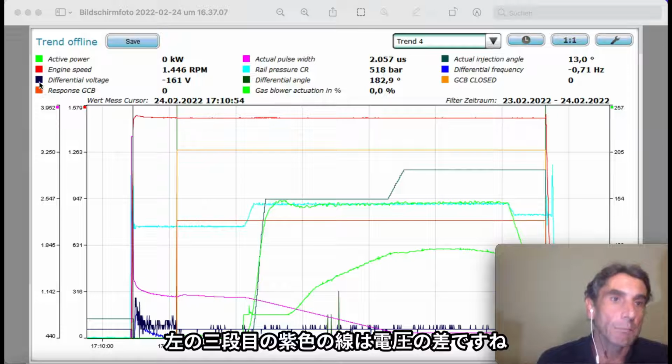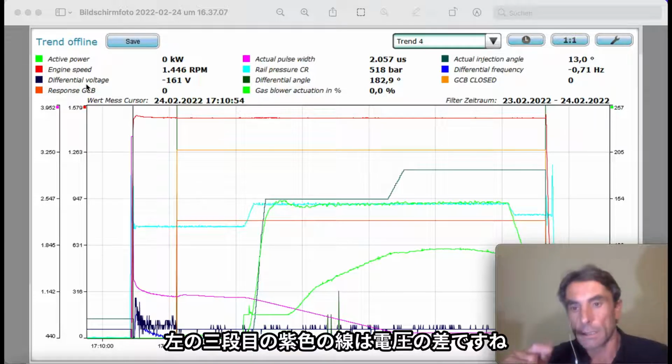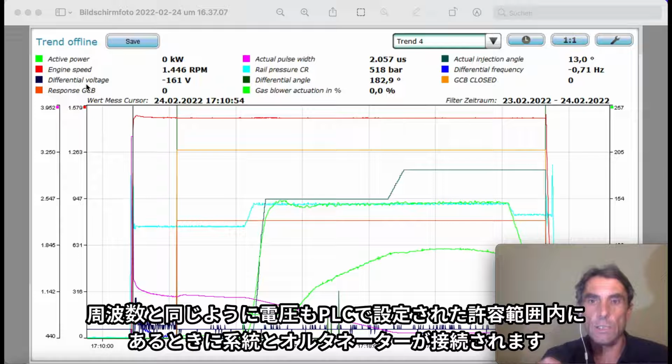Here the black or dark blue one is the differential voltage. That's again for the synchronization. We have the grid and we have the alternator. This voltage must again, as well as the frequency, be within the limit so that the system is allowed to close the circuit breaker to connect the grid with the alternator, or the alternator with the grid.